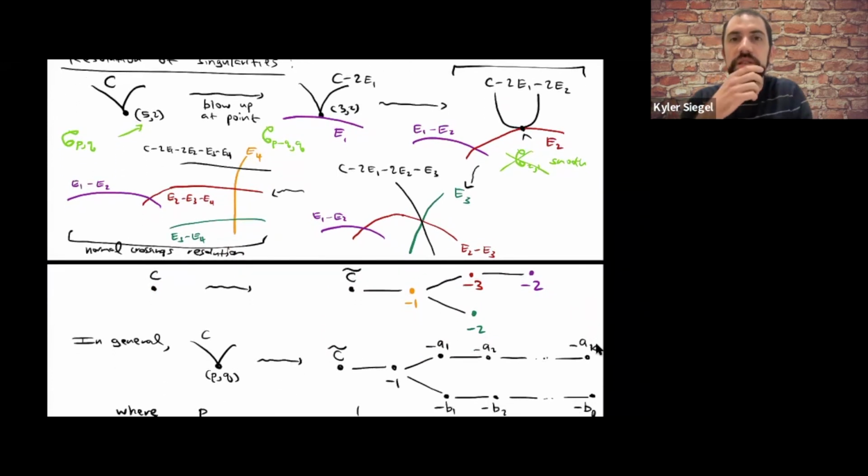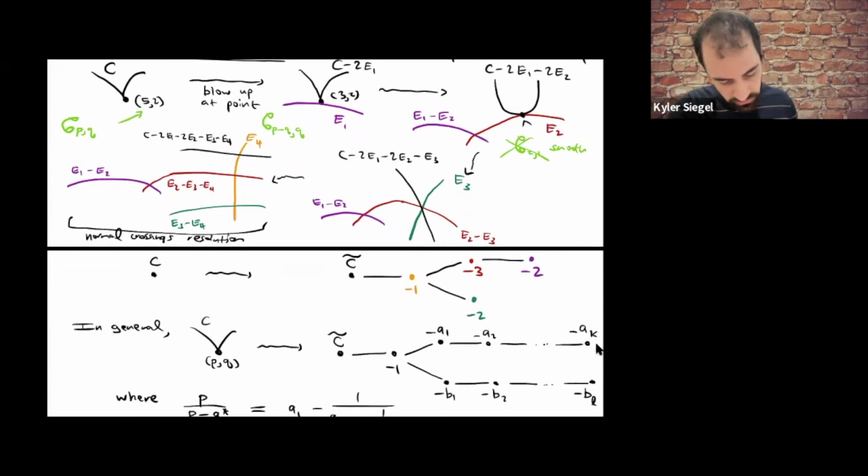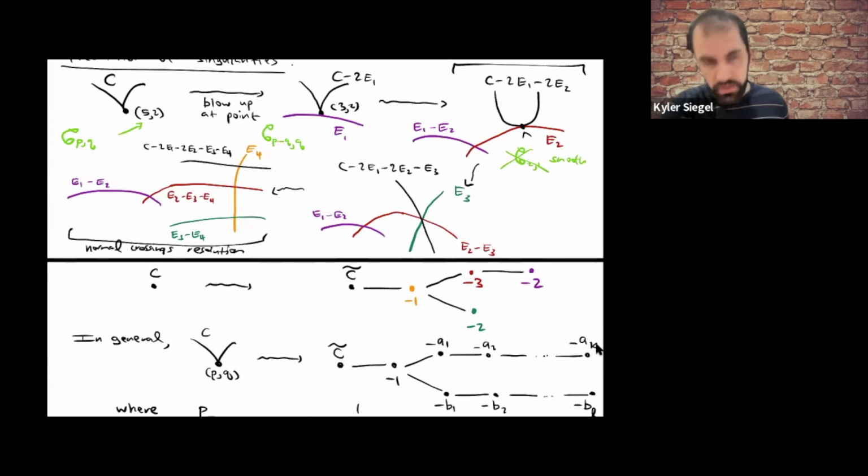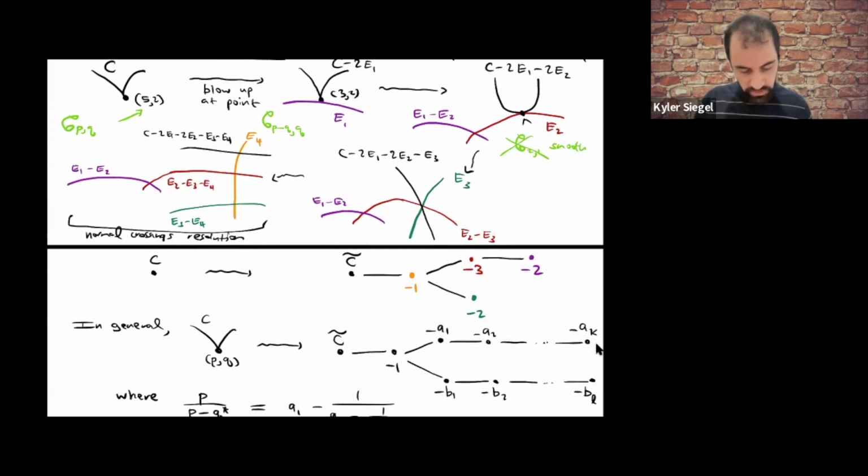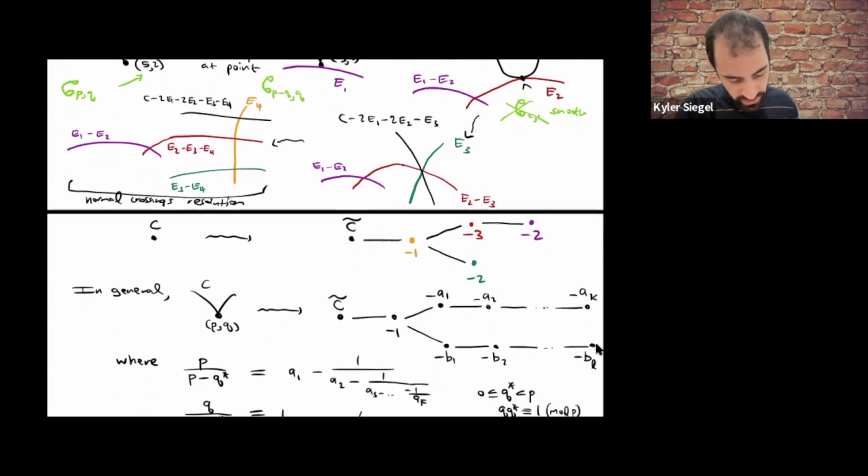Okay, and this is the picture in general. So you start out with a PQ cusp, you resolve it into some plumbing diagram where you always have a single -1 curve, and then there are two branches, a top branch and a bottom branch, and the weights -A1, -A2, etc. and -B1, -B2, etc. are given by, they're related to continued fraction expansions.